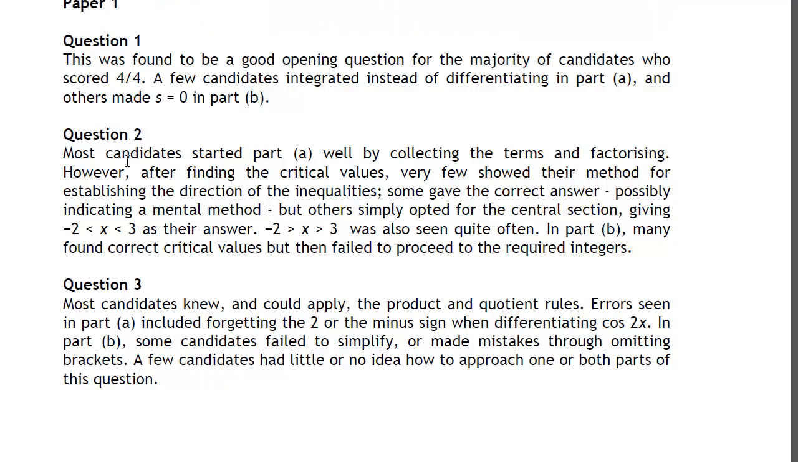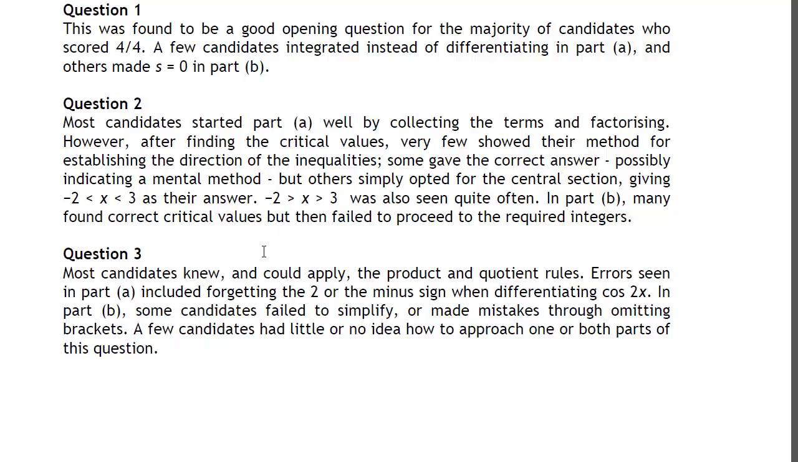Let's start. Question 1, this was found to be a good opening question. Okay. Question 2. Most candidates started part A well. So part A they did it well, but they had a problem. This is a major problem in quadratic inequality. You cannot write it like this. This is very, very important. So remember, in quadratic inequality, this is one of the major mistakes. And the question was integers. Remember the number line concept.